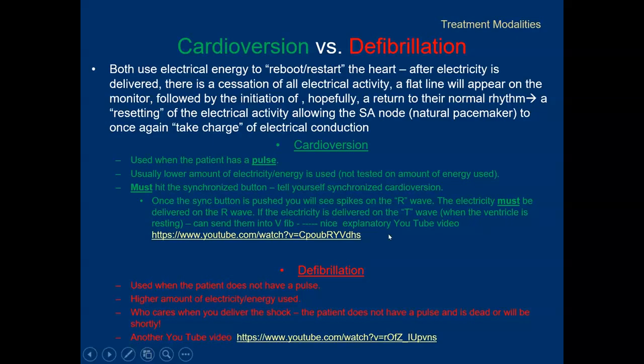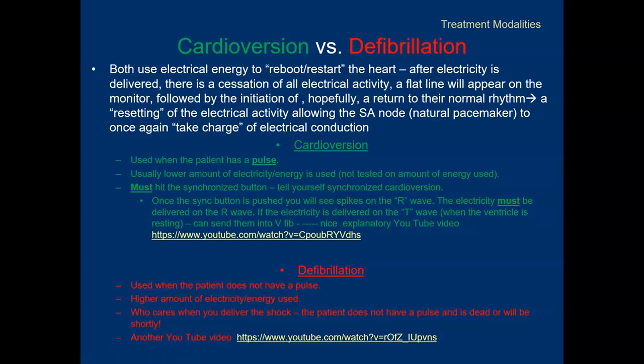So again, if this doesn't make sense because you're the type of person who needs to see this, then click on or find the link, go to YouTube. Everything I recommend to view is very short. This is a nice explanation of what synchronized cardioversion is. And that's what you should always say to yourself. It's not just cardioversion, it's not just electrical activity. It is synchronized with the heart's electrical response, the native electrical response of the patient's own natural electrical activity.